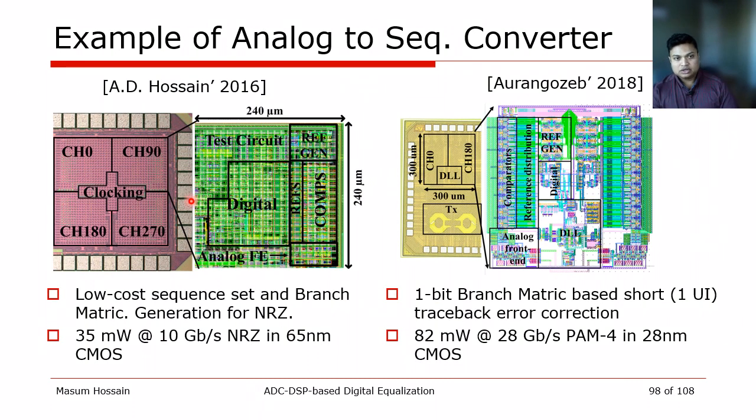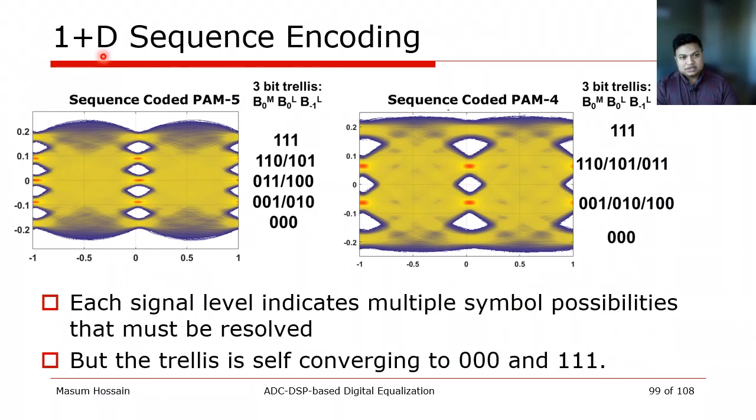Recent implementations such as these two have shown that the power consumption can be significantly reduced if we implement it this way. For example, 35 milliwatt for 10 gigabit or 82 milliwatt for 28 gigabit is pretty much ballpark compared to what the traditional SerDes are achieving. However, we need to extend this concept further to decode the trellis, and that's where 1+D can provide some improvement.